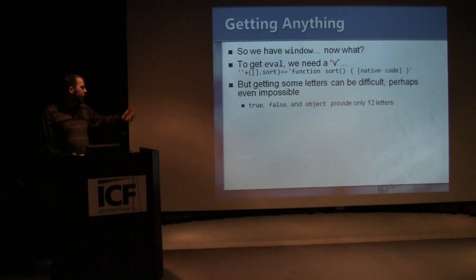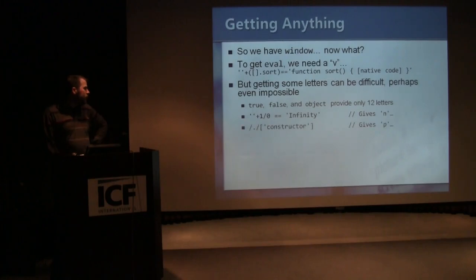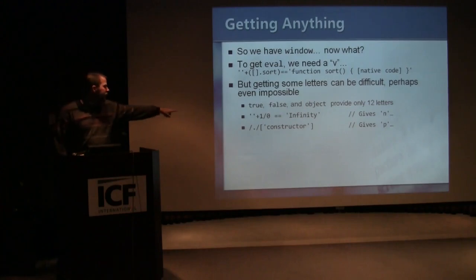To start with here, we only had basically 12 letters to work off of, but we can get others. If you get Infinity, that'll give you an N. You can call the constructor on a regexp object, and you'll be able to get the P out of it from the name there. But again, remember, you're going to have to build this whole long string constructor, so it can take some code to do that.